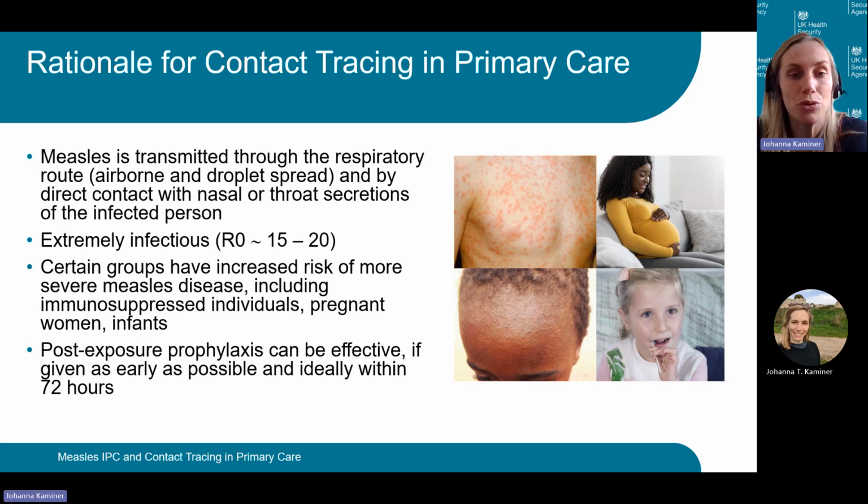There are certain groups who have increased risk of more severe measles disease, complications and hospitalization, including immunosuppressed individuals, pregnant people, and infants under the age of 12 months. There is post-exposure prophylaxis, and it can be effective if given as early as possible and ideally within 72 hours.